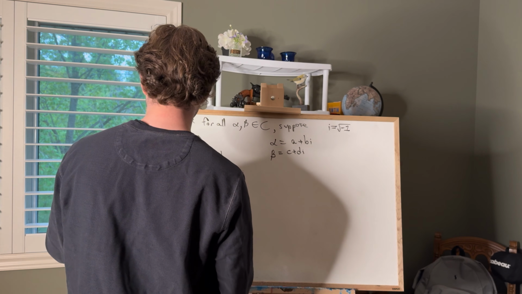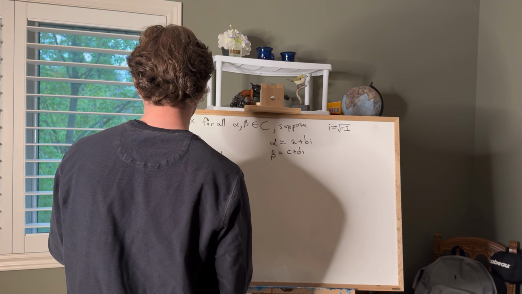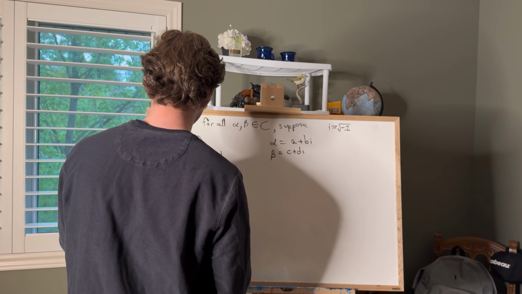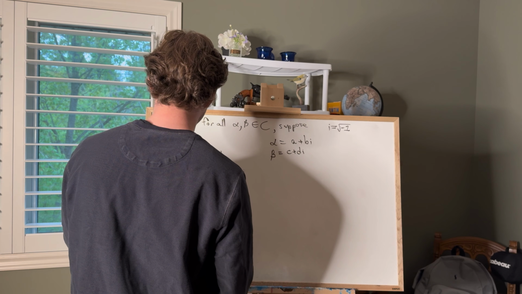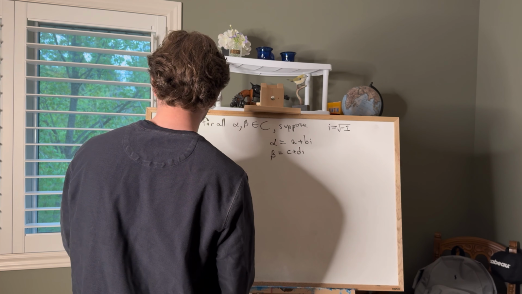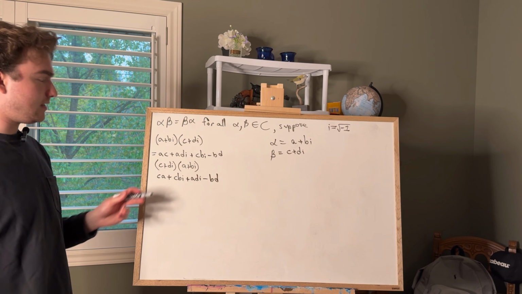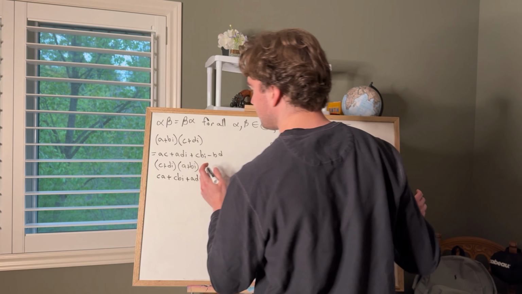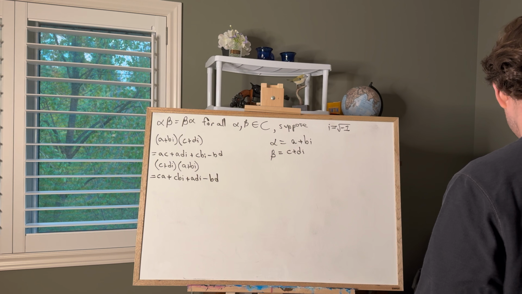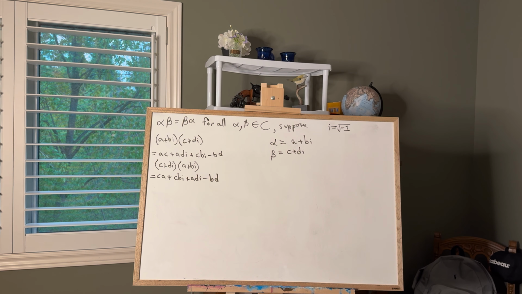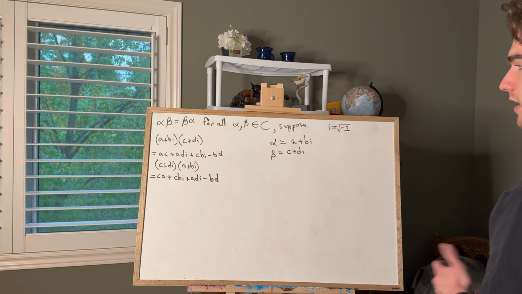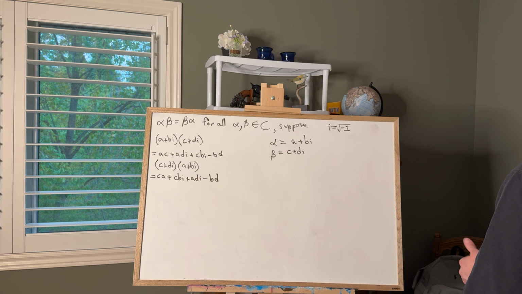Okay, so ca plus cbi plus adi less bd. So this is equal. This is equal. Yeah, this is completely, yeah, positive ac, negative bd, and then ad and cb or bc. Yeah, ad and bc.